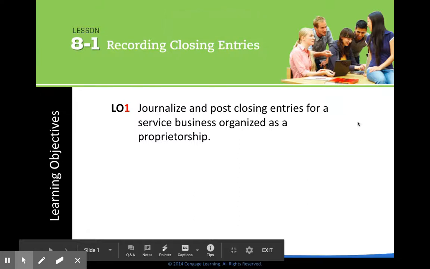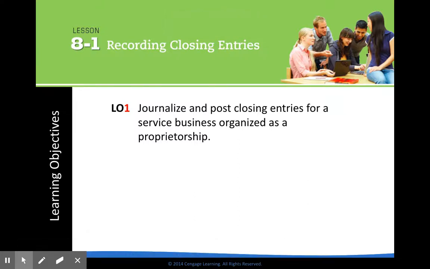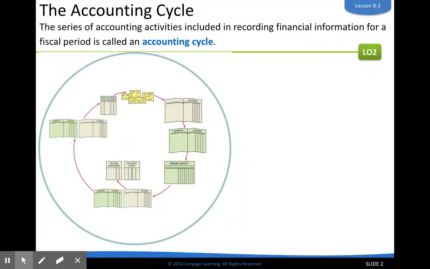In lesson 8-1, we're going to be doing something called closing entries. Lesson 8 is going to be wrapping up our first semester and also wrapping up our proprietorship. This is the last we're going to see of Delgado Web Services, in chapter 8. So we're going to be journalizing and posting closing entries.